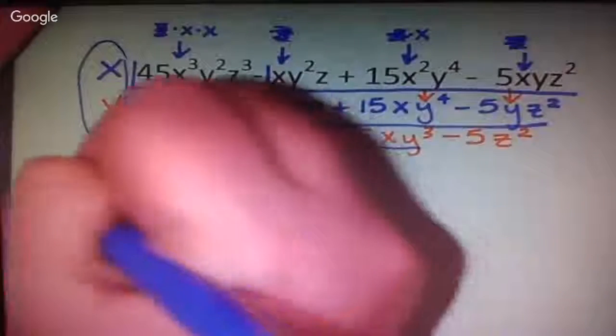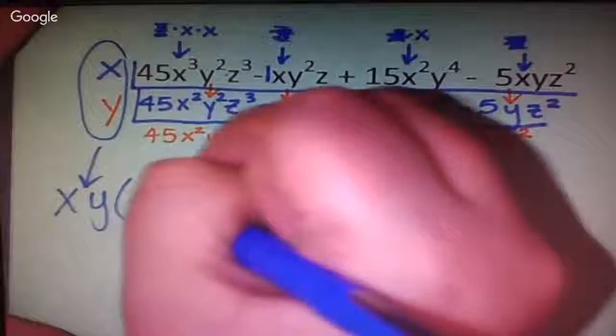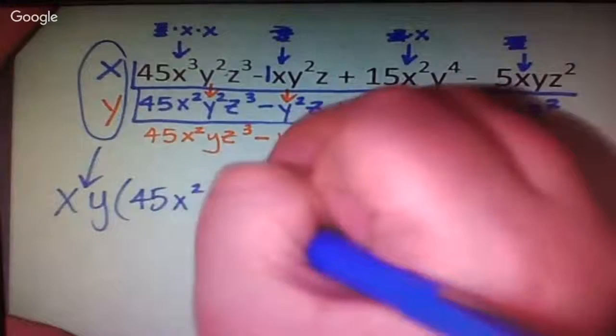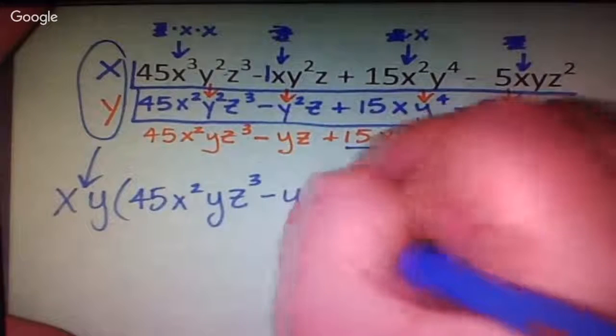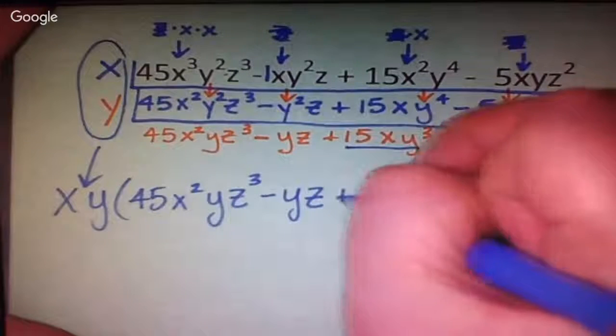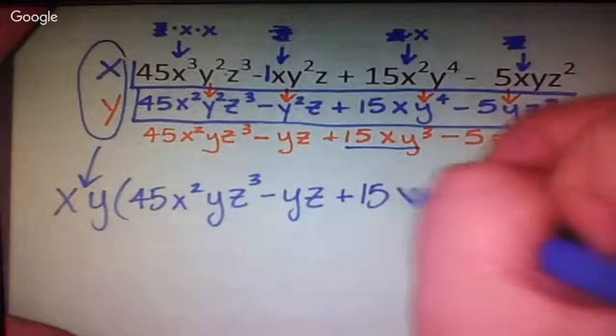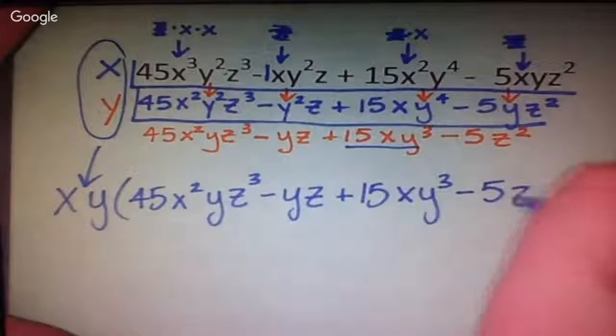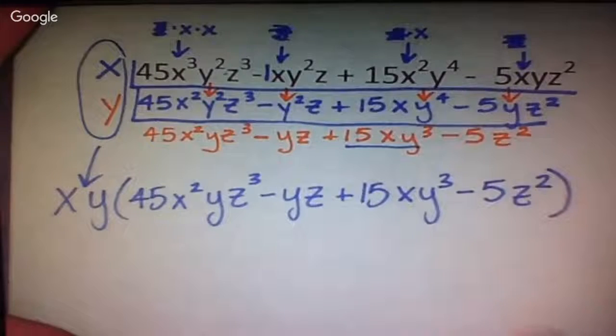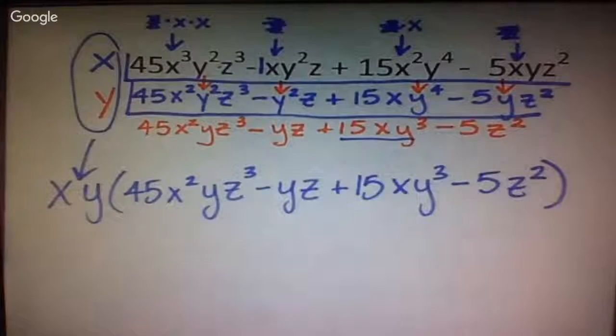So now your final answer: xy comes out front, and inside the parentheses are 45x squared yz to the 3rd, minus yz, plus 15xy to the 3rd, minus 5z squared. That's a lot.